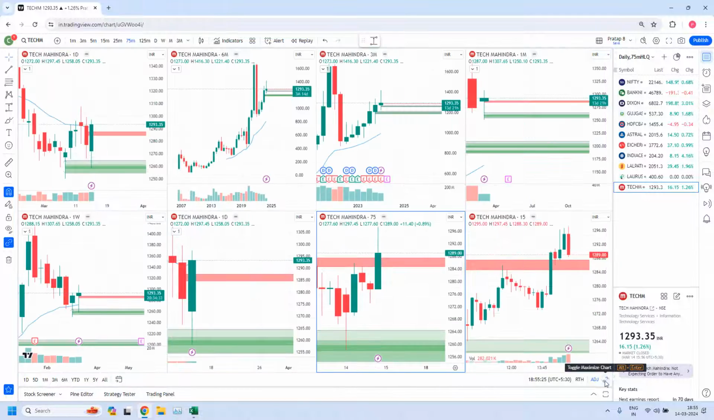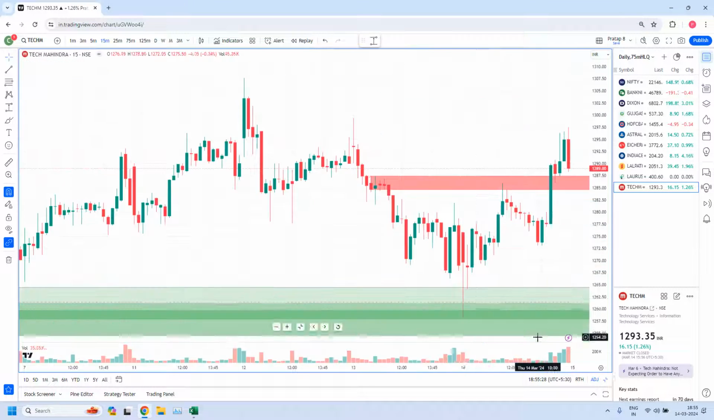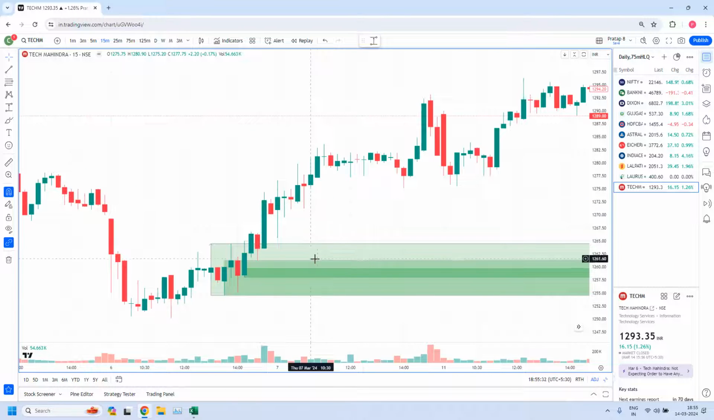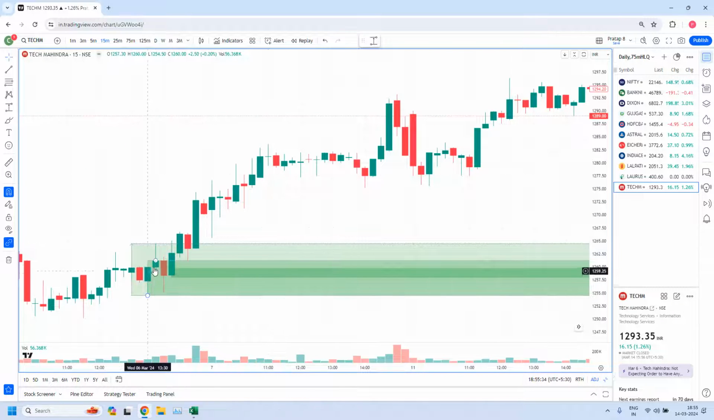Inside this 75 minute zone, we have identified a 15 minute zone. We have 2 base candles. We have a medium size leg candle. This is a leg-in. And these 2 are medium, these 3 are medium size base candles. And then we have a leg out candle.